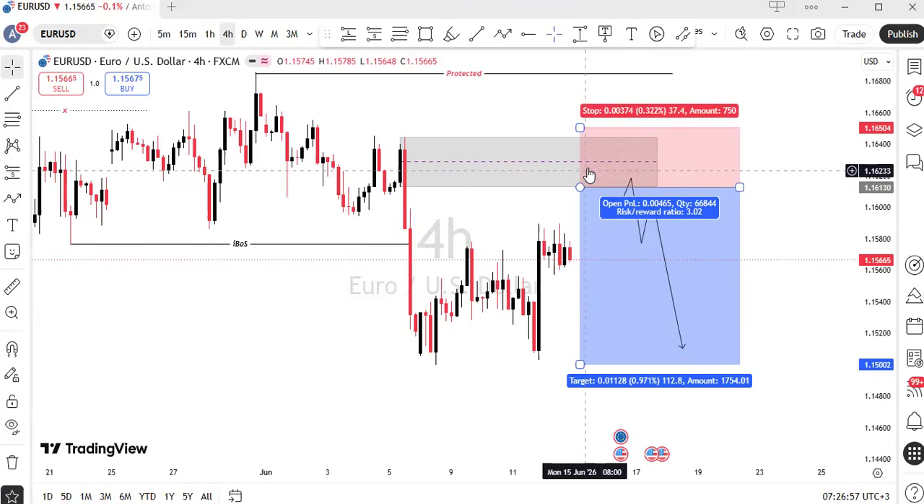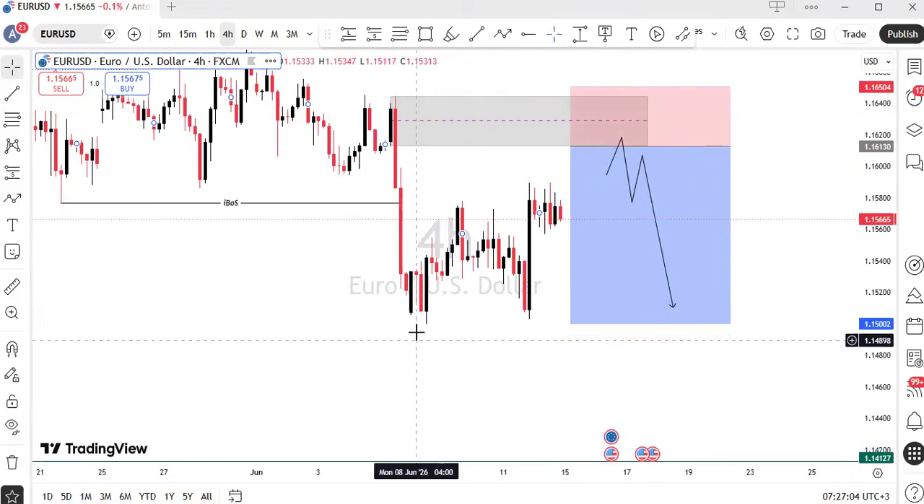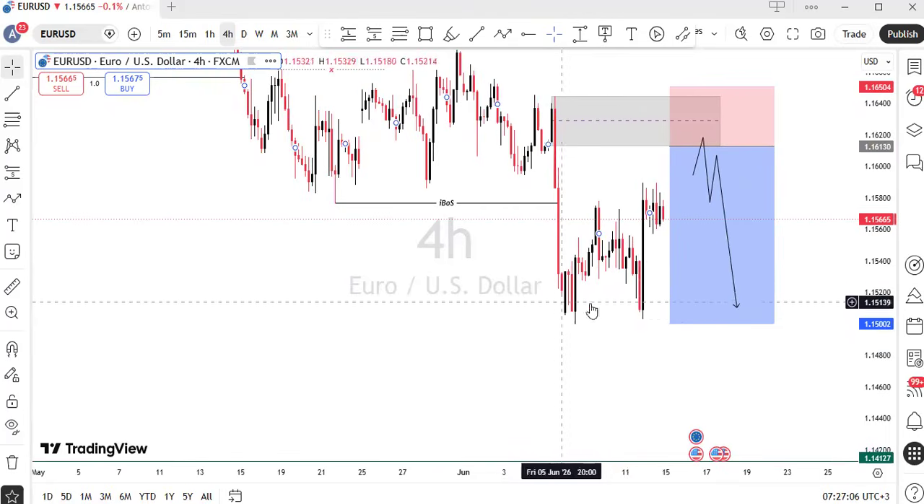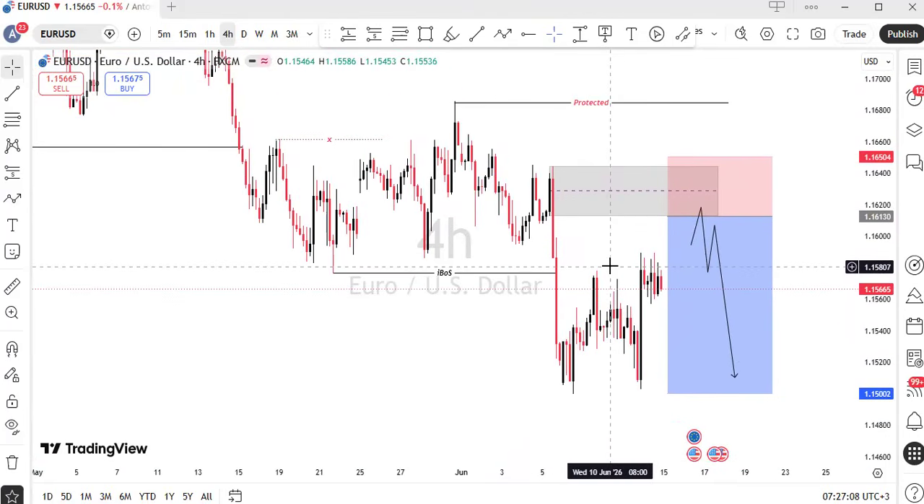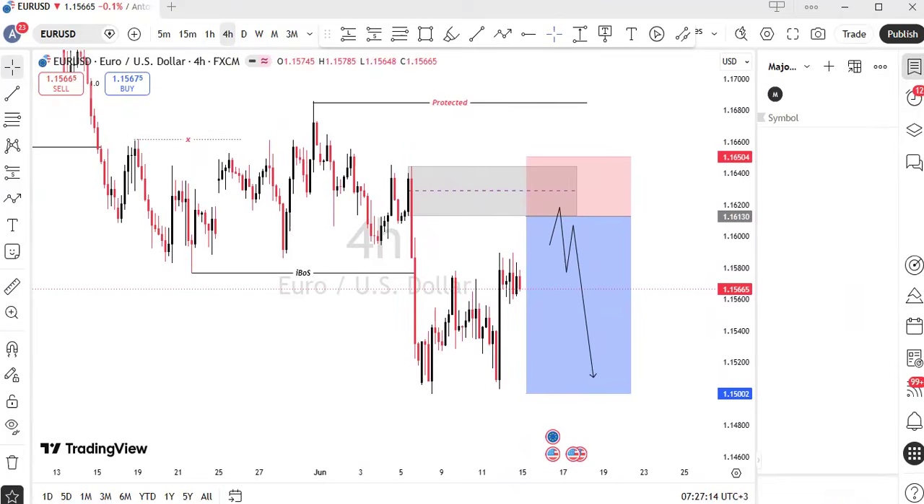Okay. So once the market comes to the area and I see the confirmation, then I won't hesitate to take my sells targeting this low around this area. So that's my analysis on Euro USD. I don't know what you think about this. Maybe you can tell me in the comment section what you think about this analysis.